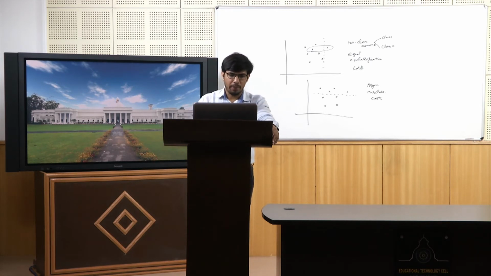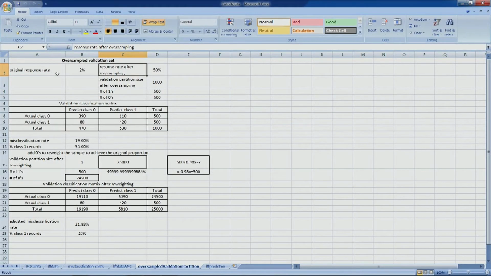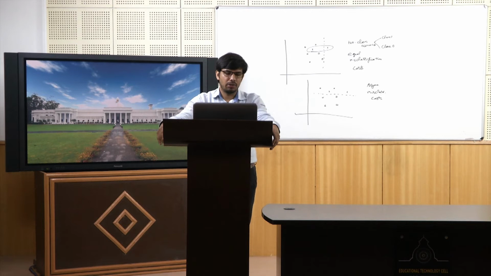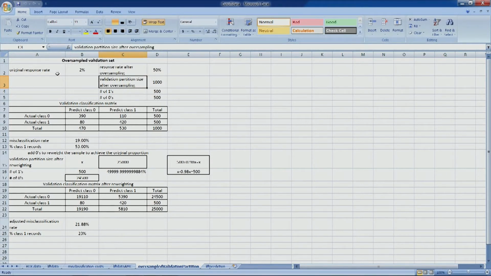So, when we do oversampling, we try to increase this proportion, and we make it 50%. We oversample in such a manner that the response rate increases from 2% to 50%. So now in this oversampled data set, we will have 50% records belonging to class 1, the class of interest, and the remaining 50% belonging to class 0. Similarly, if the validation partition size after oversampling is 1000, then the number of ones in these 1000 records are going to be 500, and the number of zeros are going to be 500.